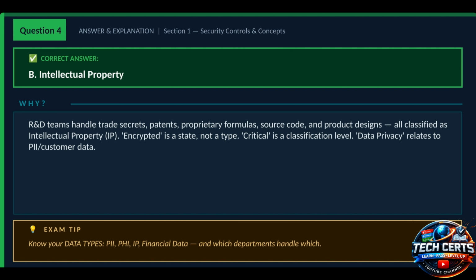Encrypted is a state of data, not a type. Critical is a classification level, not specific to R&D. Data privacy relates to customer data. Know your data types for the exam: PII, PHI, IP, financial data, and know which departments handle which.